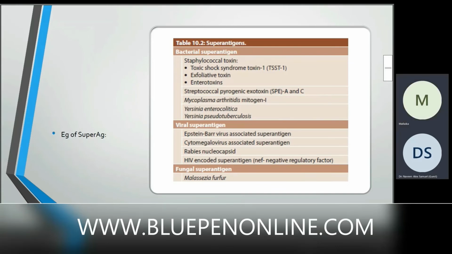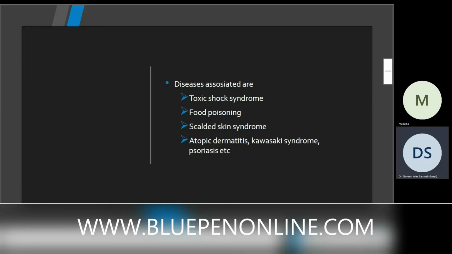Superantigen again is a favorite topic of microbiology people. They'll ask you a 4-mark question, or they might ask you for a short note also. So what are the diseases associated with this? What antibodies produce? Superantigens. What are the diseases associated with this? Toxic shock syndrome toxin produces toxic shock syndrome.